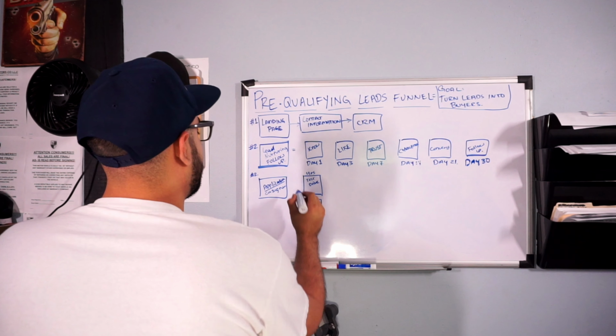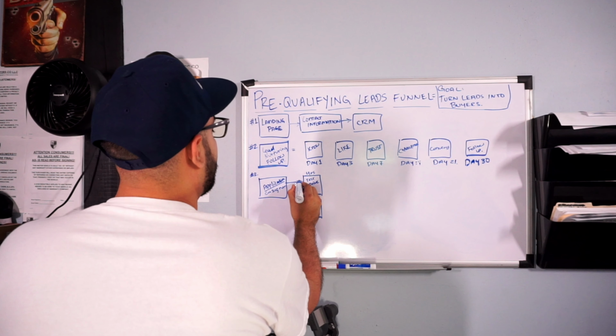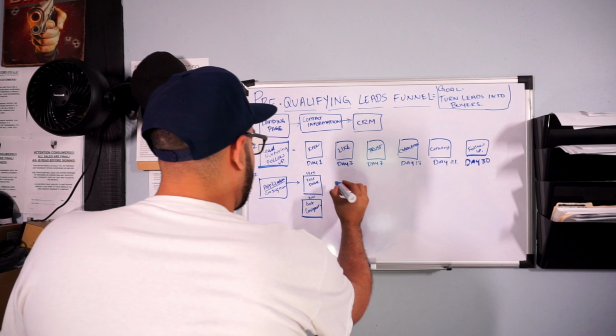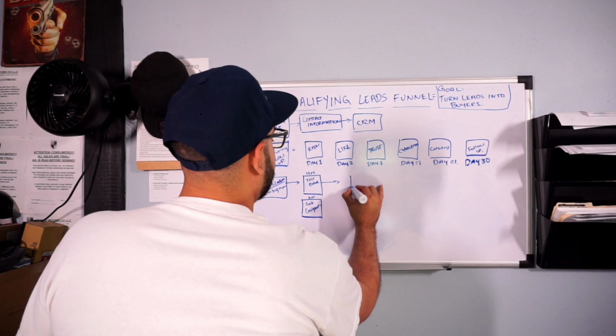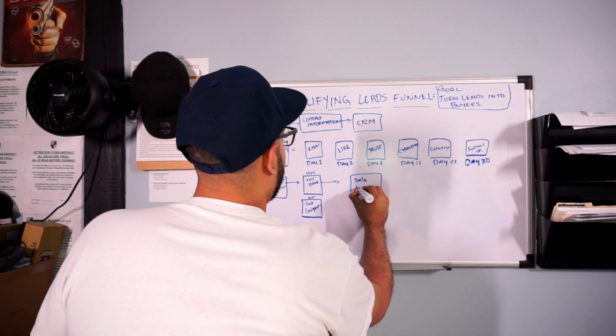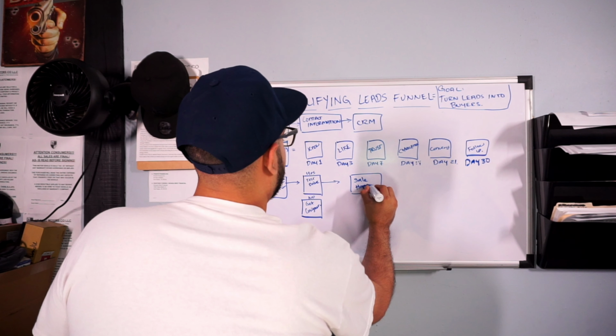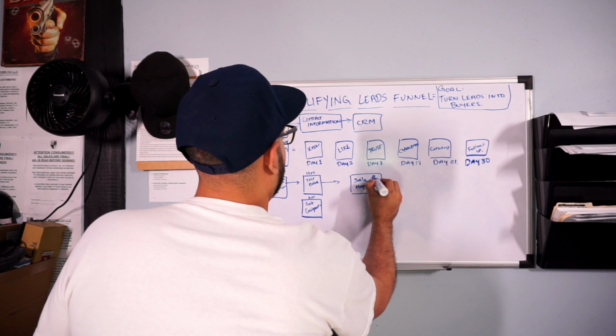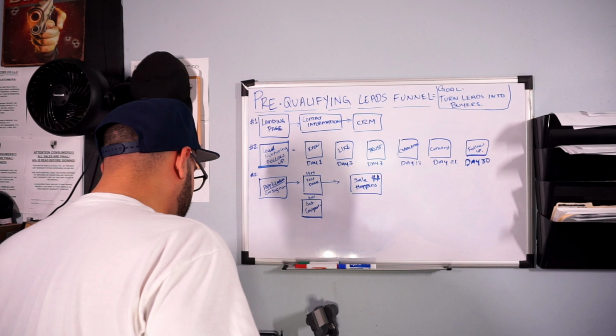So this repeats. If the application gets filled out and the customers can buy, then they come in, they test drive, and the sale happens. Okay, so we're gonna put sale happens. And I'm gonna put a money sign right here. All right, that's the sale.